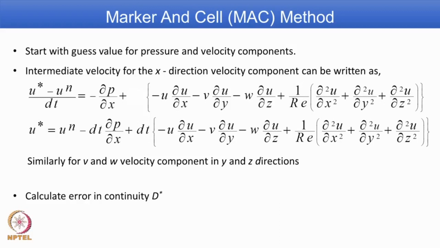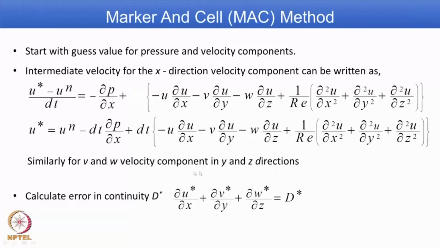As we mentioned just now, this u star, v star, w star are intermediate velocity components, and they may not satisfy the continuity equation. So, if you substitute u star, v star, w star in continuity, then you get what is known as an error in the continuity, and it is referred to here as d star. You write it in the form of an equation as shown here: dou u star by dou x plus dou v star by dou y plus dou w star by dou z equal to d star.